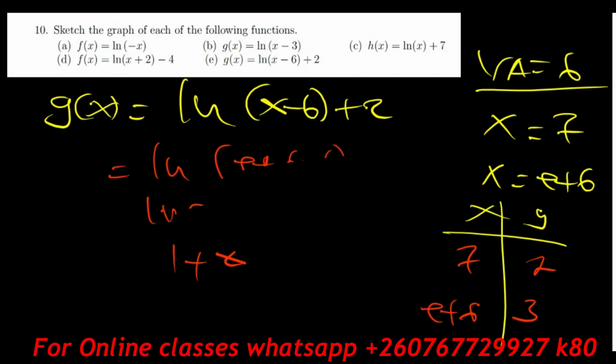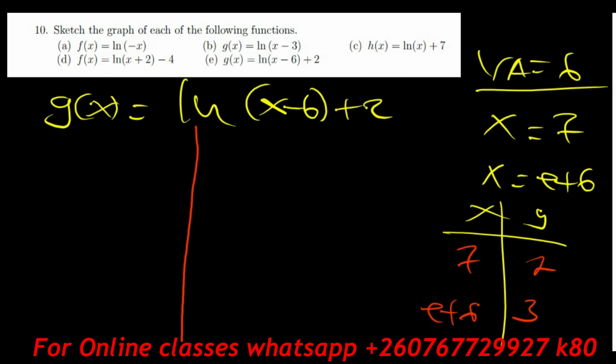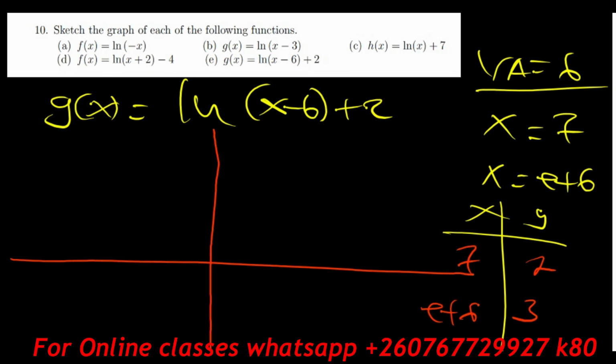Now that we have our coordinates, let's draw our graph. Remember, the vertical asymptote in that case is 6. Okay, so my vertical asymptote is at 6. Let me put my 6 here. Okay, let's just do this. Let me put it here to say this is my 6. Next I'm going to say this is my 7. Then next I'm going to say this is my e plus 6. Now this graph is not supposed to touch this line. That is our vertical asymptote.